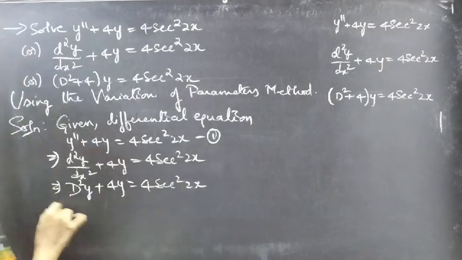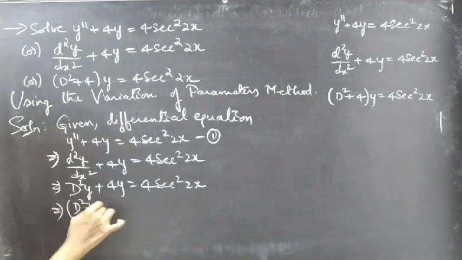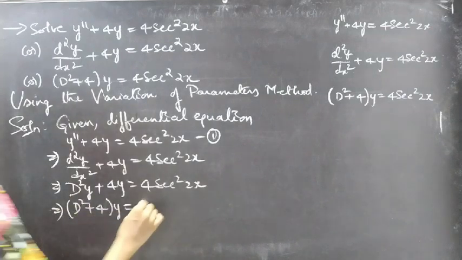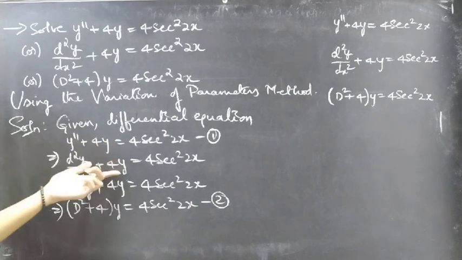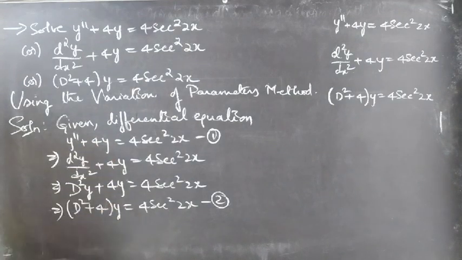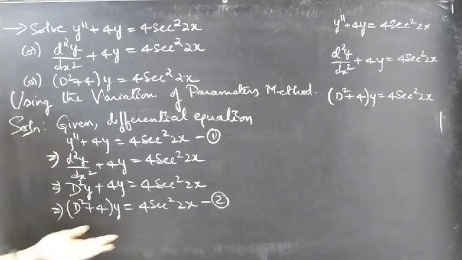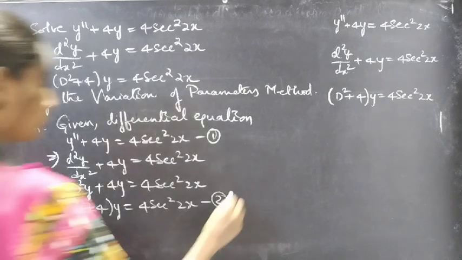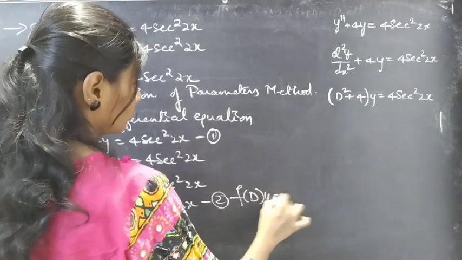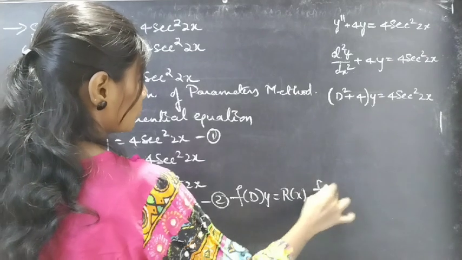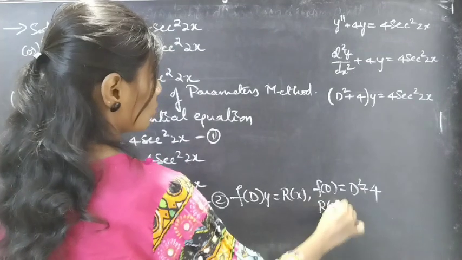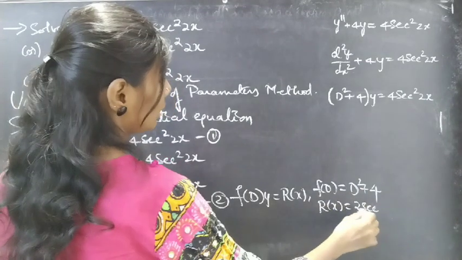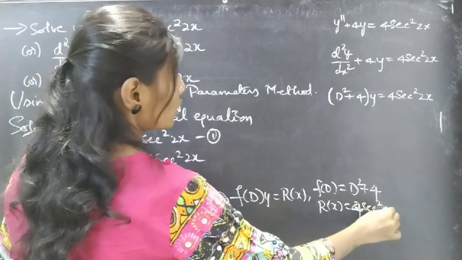Now take y common from the two terms of LHS. We'll get D square plus 4 into y equal to 4 secant square 2x, considered as equation 2. So the first equation and second equation in operator form is our equation 2, say f of D into y equal to some function of x, where f of D is D square plus 4 and r of x is 4 secant square 2x.